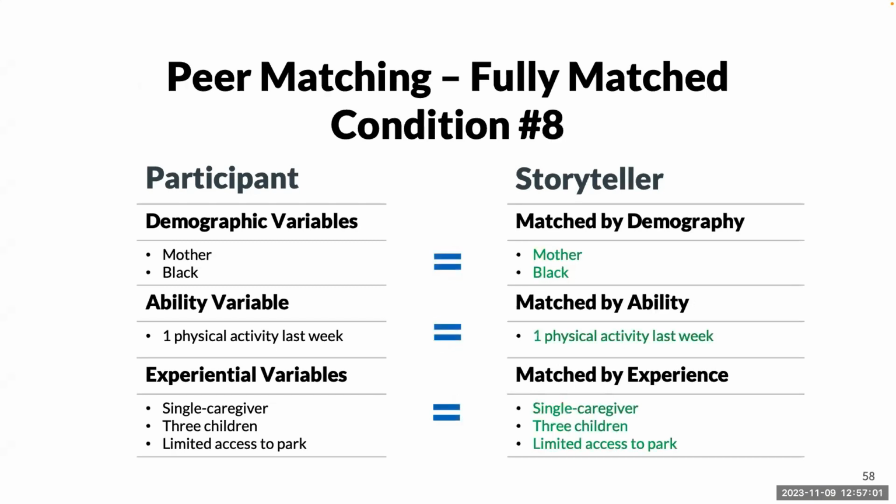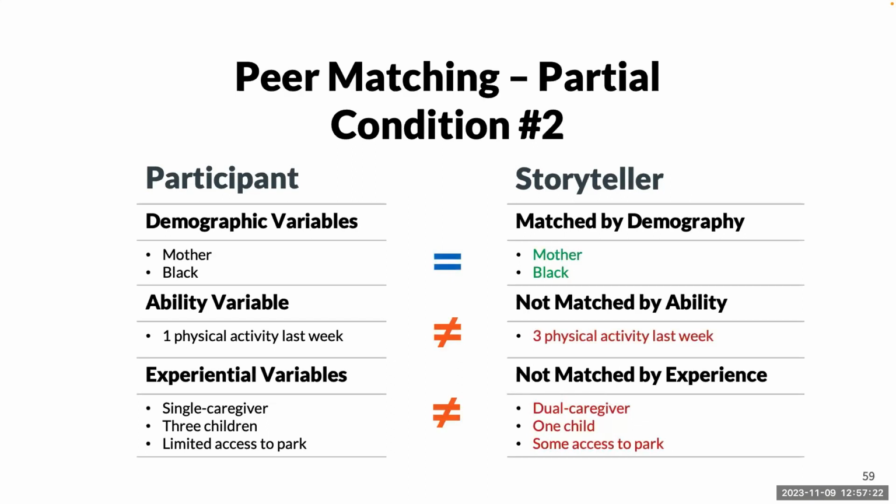And then there's condition 8, the fully matched condition. If the same mother is in this condition 8, then she would be listening to a story told by a black mother. And this storyteller's ability and experiences will be matched to the participant's as well. And then there are participants in the partial matching conditions, such as condition 2. In this case, the same mother will listen to a story from another black mother, but the ability and the experience of the storyteller will be mismatched.